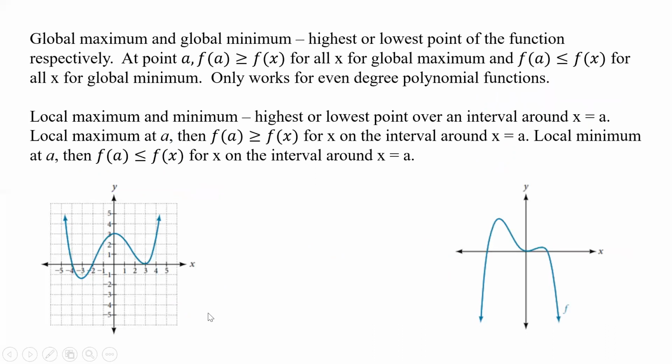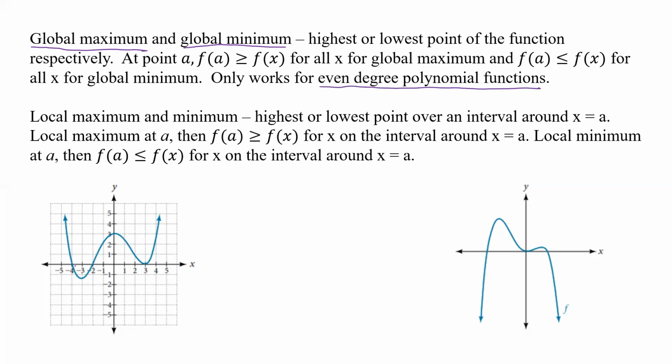So here, we're looking at global max and global min. These are the highest or lowest points of the function, depending on if it's a min or max. Now, at a point a, f of a is going to be greater than or equal to f of x for all x's, no matter what we do, for the global max. And f of a is going to be less than or equal to f of x for all x's to get the global minimum. Now, this only works for even degree polynomial functions.